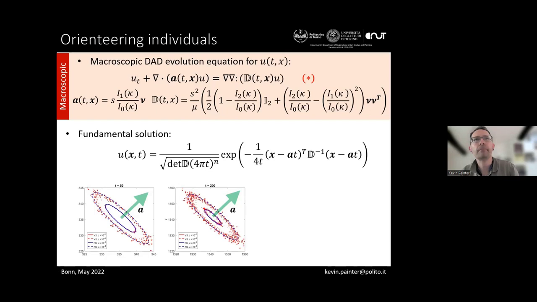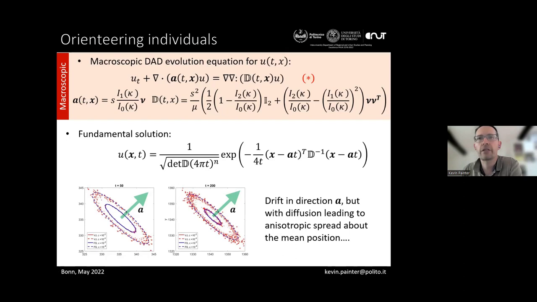Now, the other way to get a little bit of insight into this equation is, just summarizing what I said, you get drift in direction A with a diffusion that leads to anisotropic spread about my mean position.